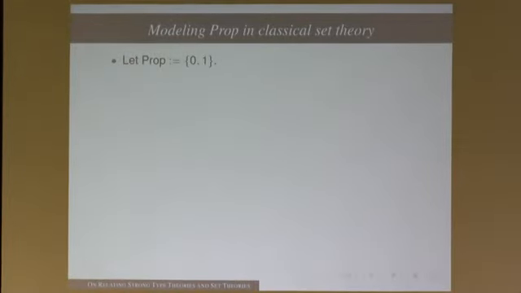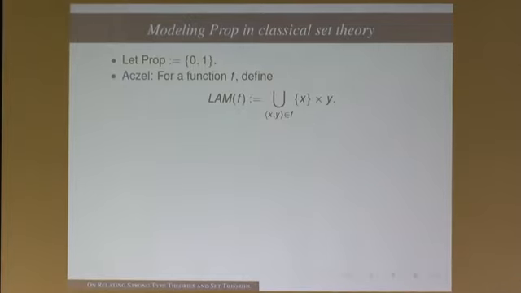So here's how you model it in classical set theory. It's very easy, actually, once you see it. Prop consists just of the two things, 0 and 1. And then for a function f, you represent it in a non-standard way, as it were, not as a set of ordered pairs, but in this way. So f is a traditional set-theoretic function, a set of ordered pairs, but then you associate it with this object lam of f. And that stands for something.